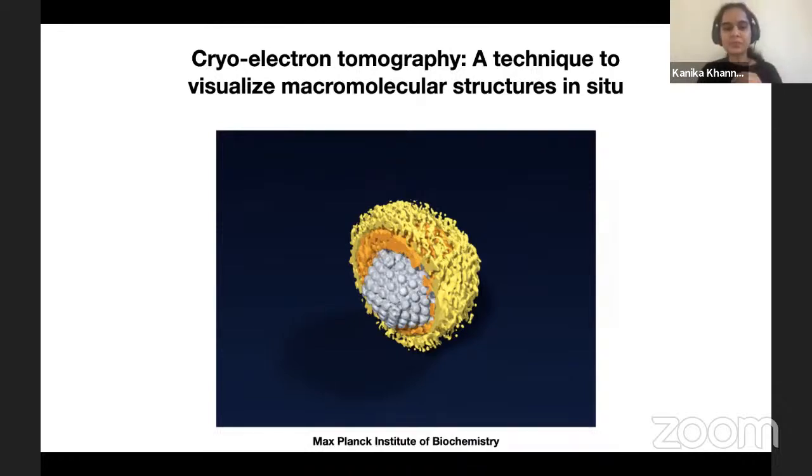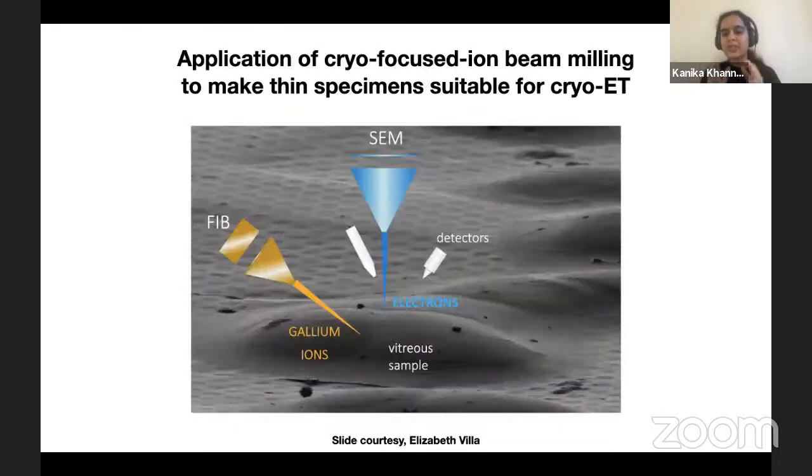But one of the limitations of this technique of cryo-electron tomography is that it's not suitable for thick specimens, and Bacillus, which are like 1 micron or so, are also very thick for cryo-electron tomography. And in order to circumvent this, we incorporate another technique where we're actually shaving our specimens to make them thin. And this technique is called cryo-focused ion beam milling.